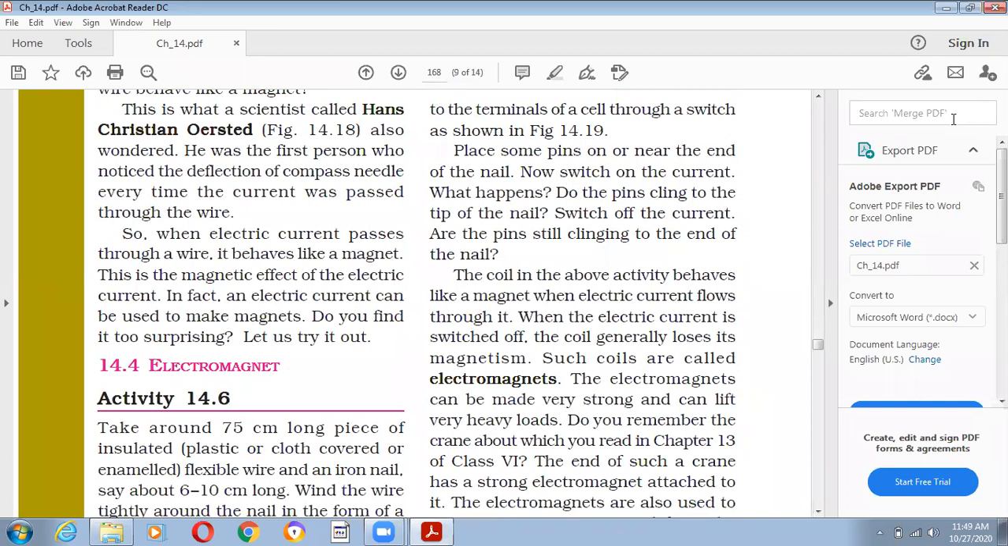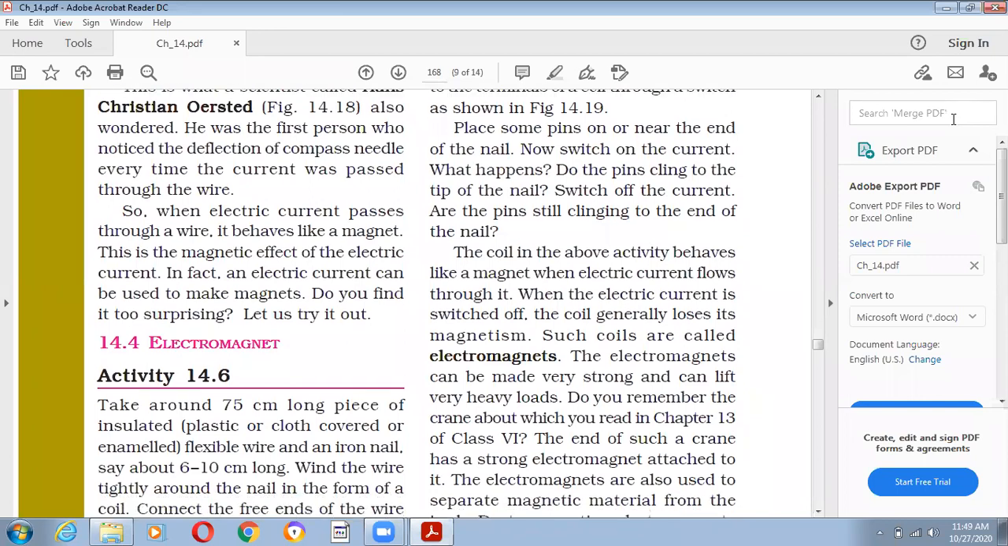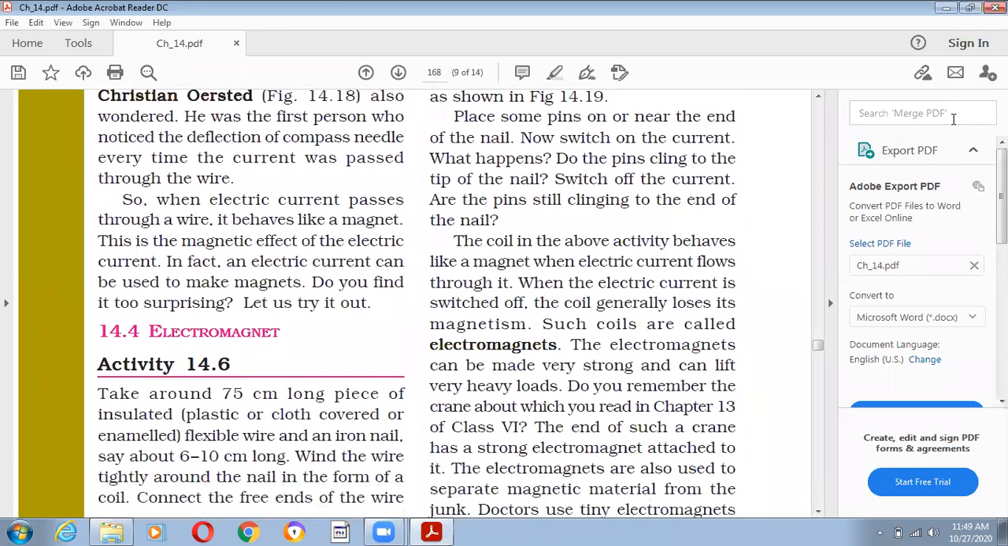Now the electromagnet is a very interesting and very important magnet. From its name, it's very clear. A magnet produced by passing an electric current through a coil of insulated wire around a soft iron rod is called an electromagnet. The magnetism of an electromagnet lasts as long as a current passes through its coil. The moment we stop the current, it will not behave like a magnet. It will lose its magnetism.